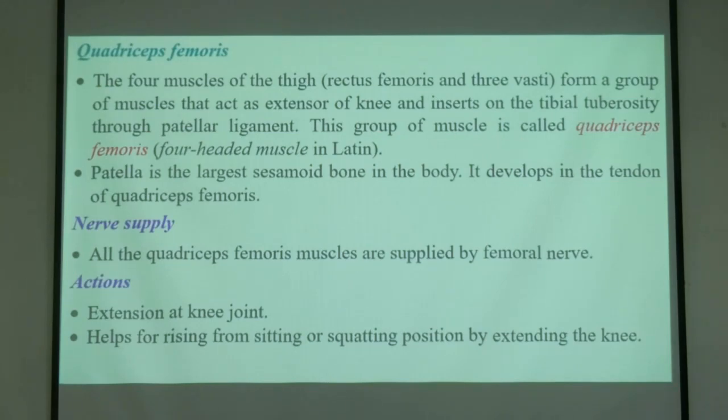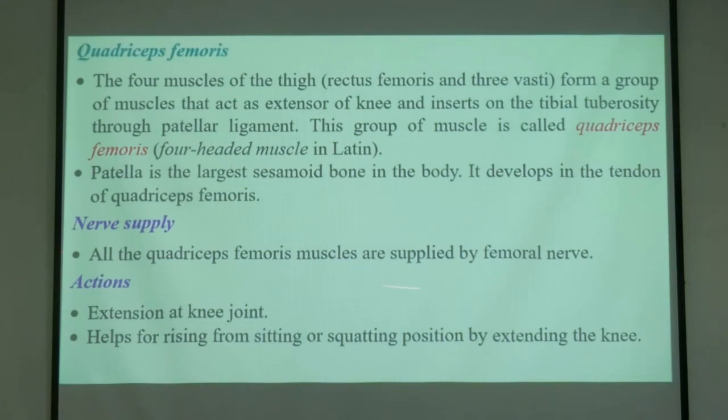So quadriceps femoris, four muscles of the thigh, rectus femoris and three vasti, form a group of muscles that act as an extension of the knee and insert on the tibial tuberosity through the patellar ligament. This group of muscles is called quadriceps femoris because quadriceps means four-headed muscle in Latin. And the patella is the largest sesamoid bone in the body, developing in the tendon of quadriceps femoris.